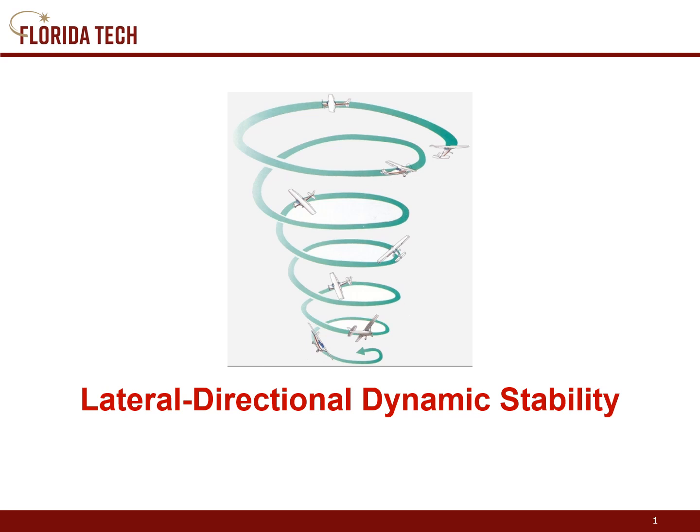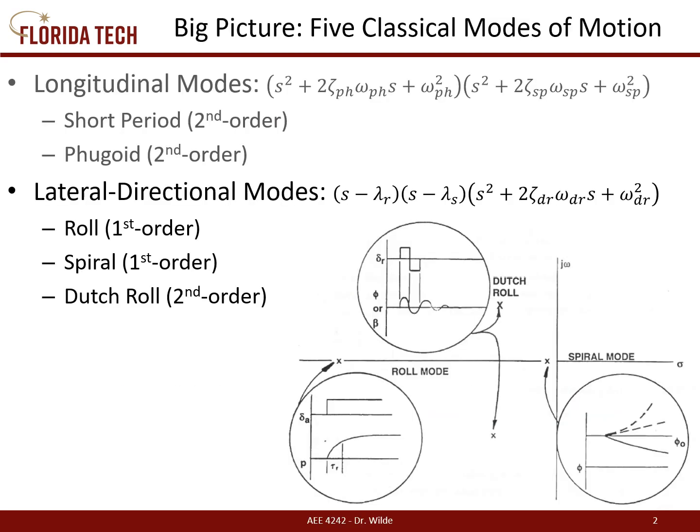All right, this module covers lateral directional dynamic stability. We'll start with the big picture. There's 5 classic modes of motion. And so far in previous lectures, you learned about the longitudinal modes, which really were derived from a 4th order polynomial that was factored into 2 second order systems. The first was the short period mode, and the second one was the phugoid or long period mode.